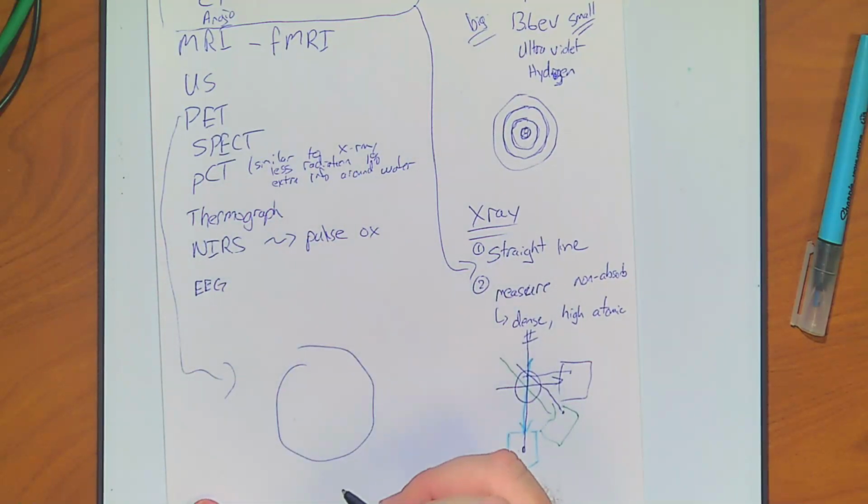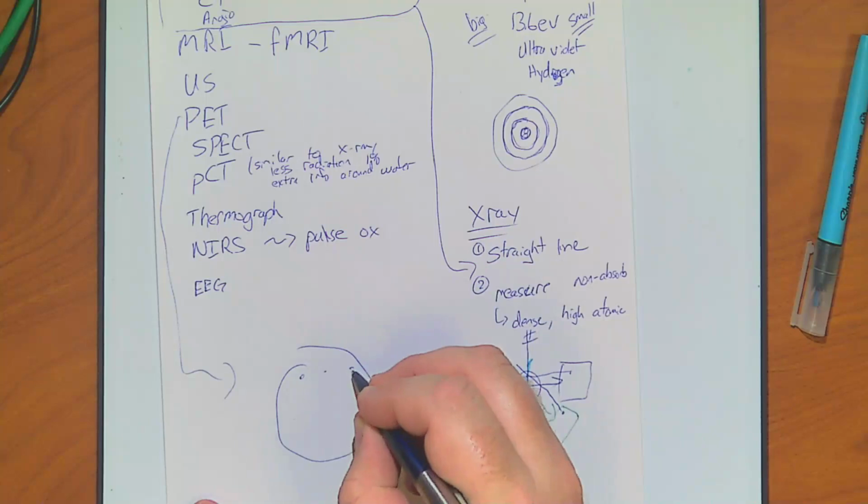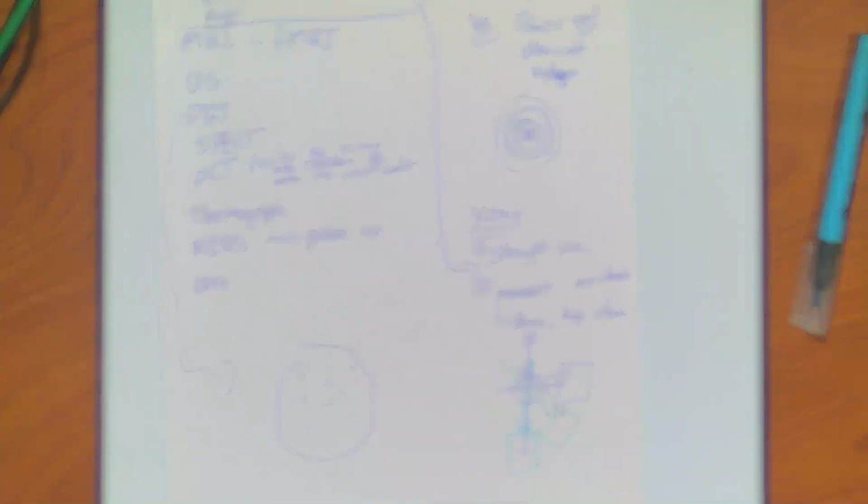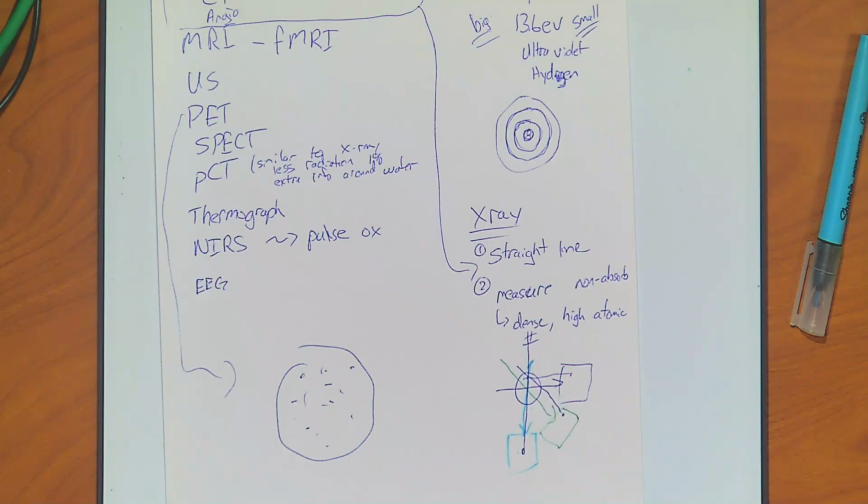Imagine I took a body, and inside that body I've got lots of little cells all around, right? And those cells have different metabolic rates depending on what type of cell they are, how active they are, what they're doing, things of that sort. So imagine I was looking for something with a really crazy high metabolic rate, like cancer. That means they're going to want a lot of energy, so they're going to absorb a lot of sugar.